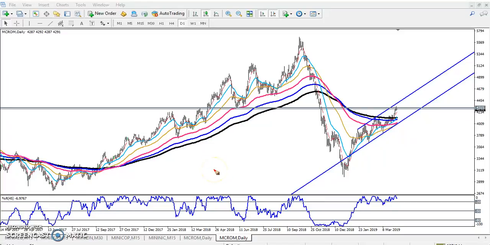This is Defen Gugui, and in this video I'll discuss crude oil. So this is the crude oil daily chart. Here you can see I drew a resistance line by connecting previous support and resistance. This was the previous resistance line and this was the support line.